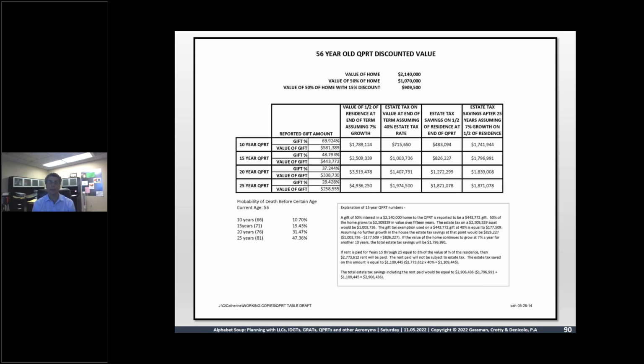This is a very nice tool that can be used, especially in a higher interest rate environment. It is very helpful because the value of this gift is based upon the IRS actuarial tables and the Section 7520 rate. So the higher the rate, the more valuable my retained interest is, meaning that the value of the remainder of the gift is lower than what it would be in a lower interest rate environment.